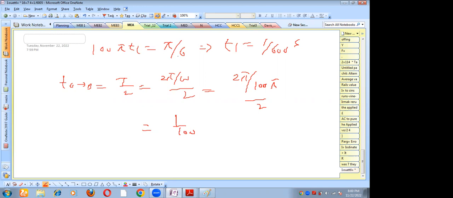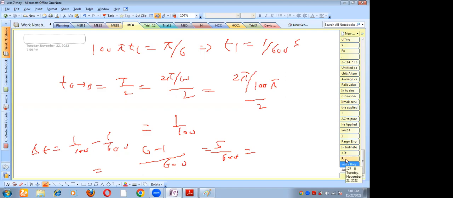So now what we have to do, we have to subtract. So to get the time, we have to subtract 1 by 100 minus 1 by 600. We'll get it as 600, that is 6 minus 1. So 5 by 600. So from this you will get the answer.